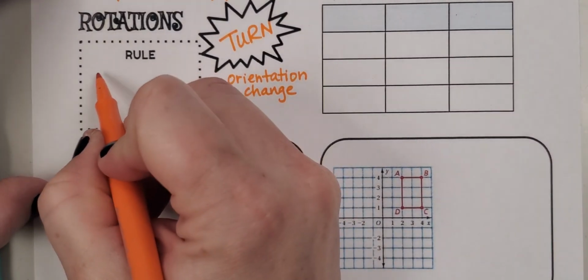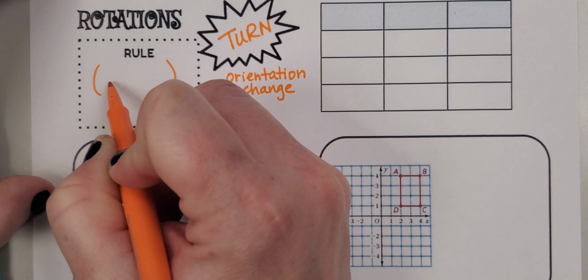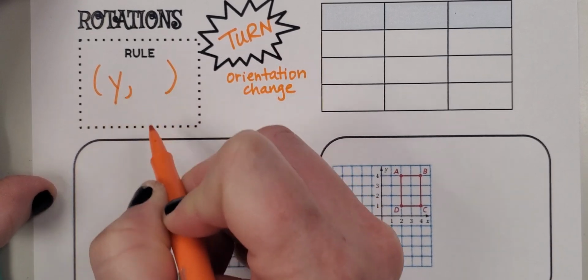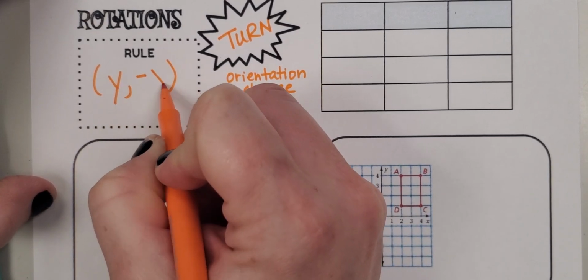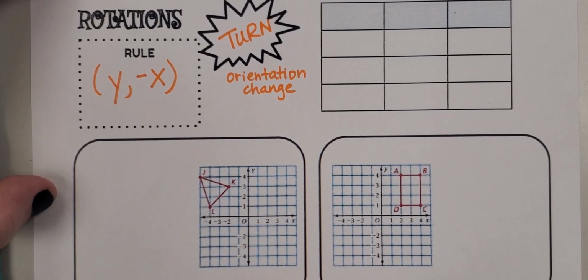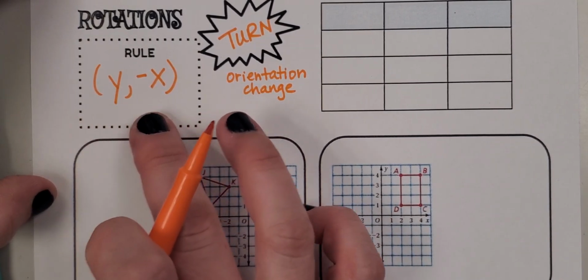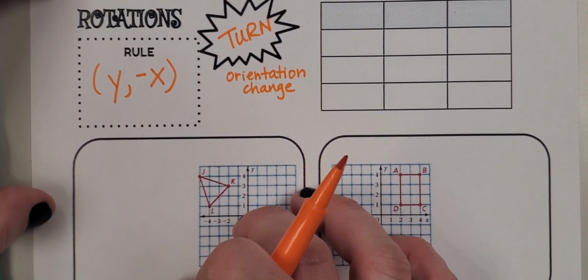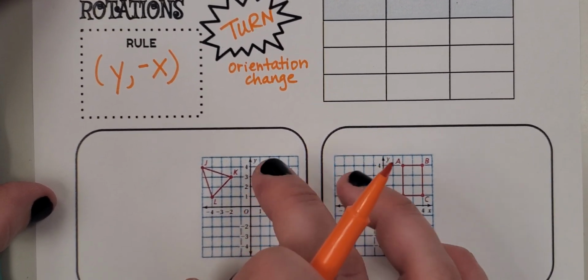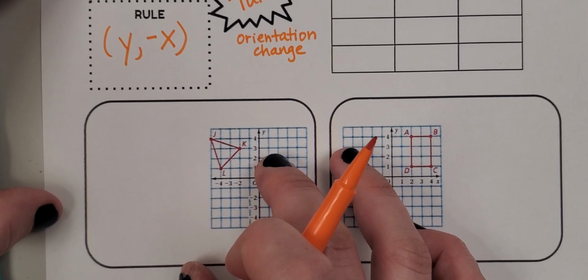So my rule that I'm going to explain in just a little bit, we need to know that it's going to be (y, negative x), or the opposite of x. I know you don't know how to use this yet, but I'm going to show you by doing this example with you.